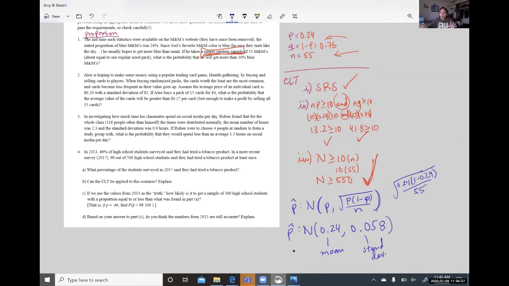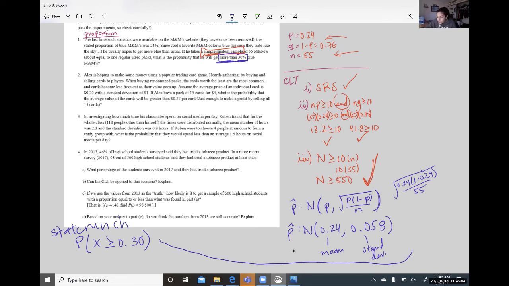Okay, so we calculated what we need. Now we can answer the question. They want to know if he takes a simple random sample of 55 M&Ms, what is the probability that he will get more than 30% blue? So 30% and more than. Okay, so we're looking for the probability that, in StatCrunch, we're going to be using the X, and it's going to be greater than or equal to 30%, so 0.30. So this is what we would want to look for in StatCrunch. And for the mean and the standard deviation, we're going to use these numbers here.